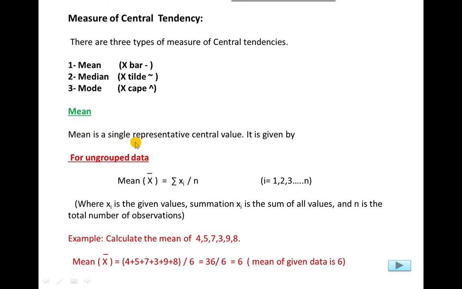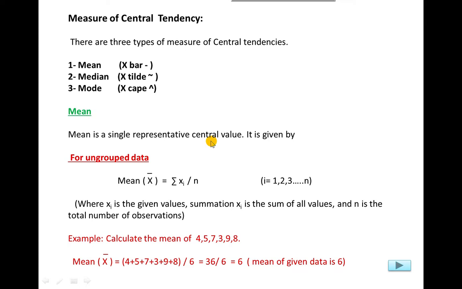Mean is a single representative central value. Single value, representative value and central value. If you calculate the mean of 10 observations, 20 observations, 50 observations, a small number of observations or a large number of observations, you will obtain a single value. This single value is the representative value of all data and lies at the center of the data.